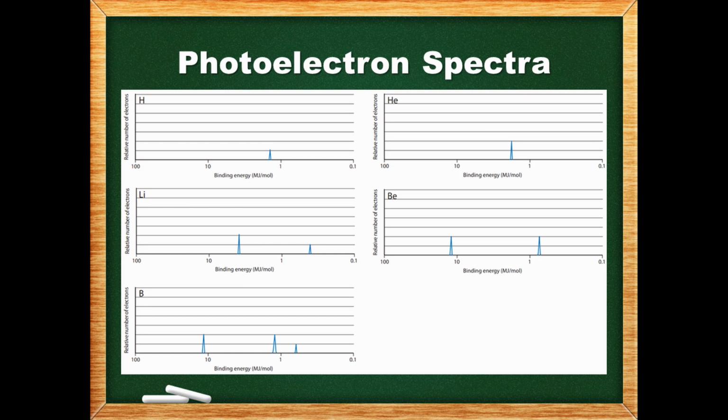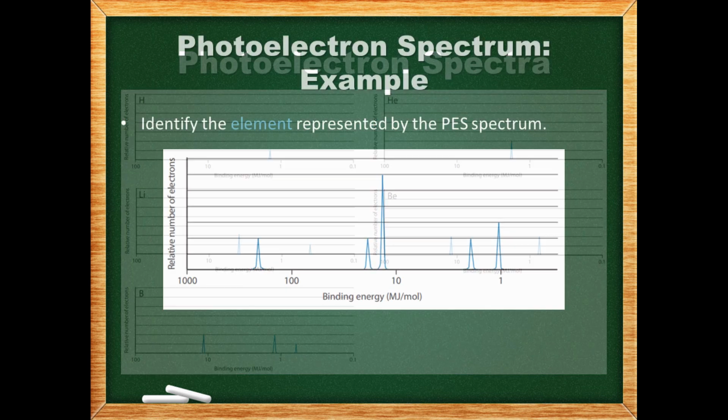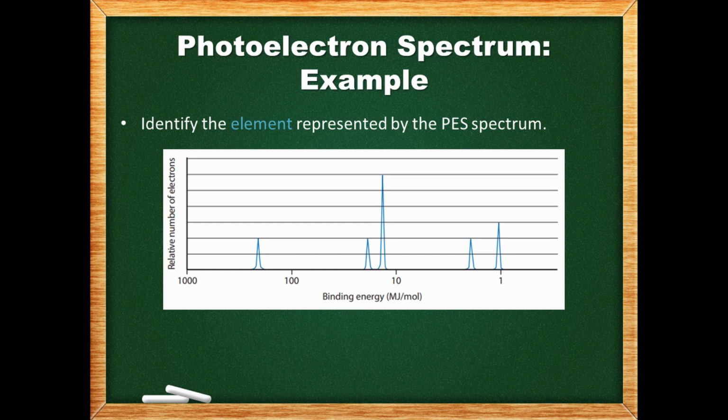As the atomic number increases, we see that the binding energy does as well. The principal explanation is that the effective nuclear charge, Z_eff, increases as we move to the right across a period, so the energy required to remove the innermost electrons increases. Note that this is not only true for the 1s orbital electrons, but also holds true for the 2s and 2p orbitals. As a quick practice, let's identify the element represented by this PES spectrum.